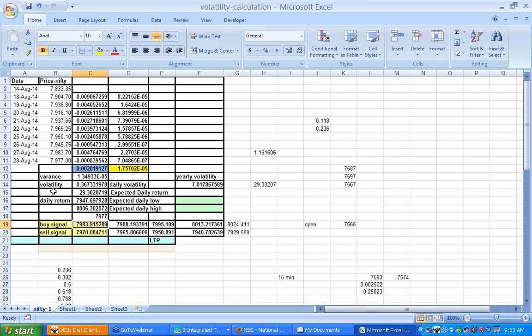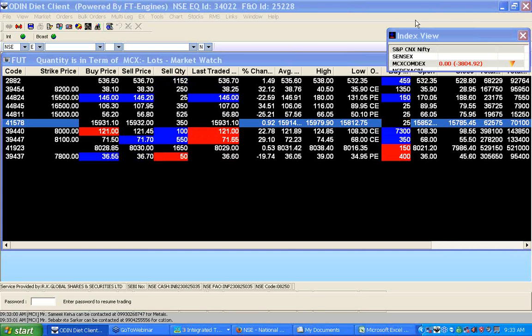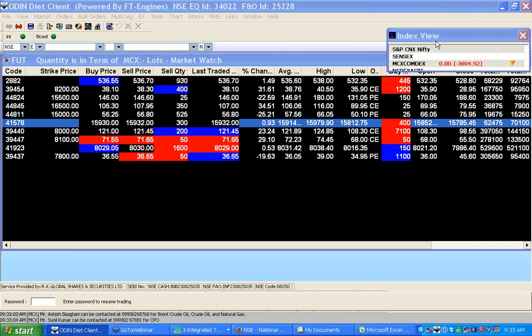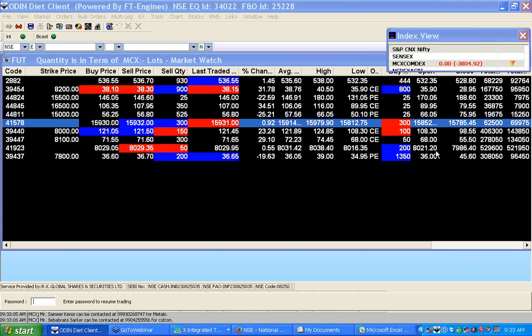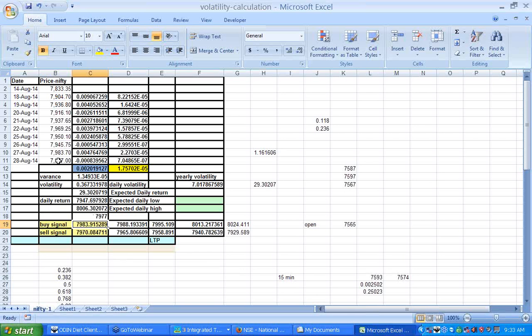So there is an opening gap here. At the opening itself, we have crossed all the levels and we opened at 8021. Today we have opened at 8021. So these levels didn't stay valid for the day. If it happens like that, then you need to replace the last record with the opening price and get the new levels.